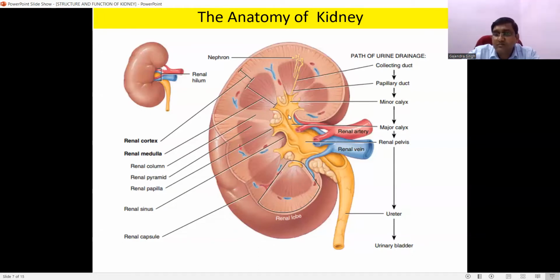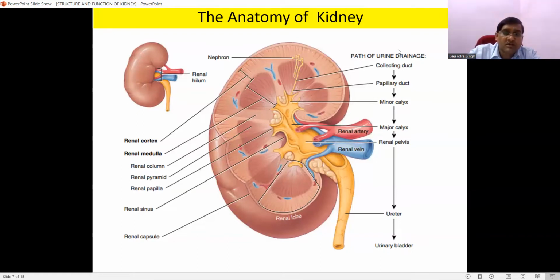So this is the inner portion which is known as the medulla, and these pyramids, these minor calyces, these major calyces, and the renal pelvis are the parts of the medulla region of the kidney, which is the inner portion of the kidney.